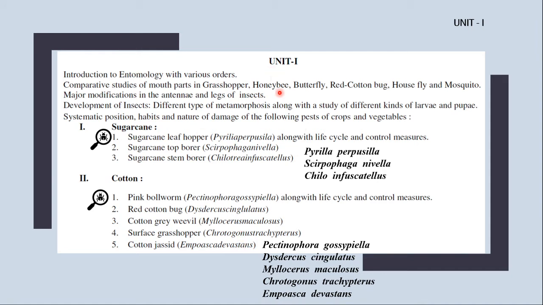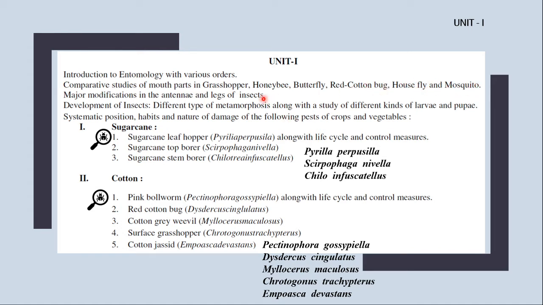Unit one is the most elaborate one. Here we will start with introduction to entomology with various orders. In this topic, we will talk about what are insects, what is the study of insects or entomology, how insects are divided into various orders, and what are the examples for those orders. Then we will talk about comparative studies of mouthparts in grasshopper, honeybee, butterfly, red cotton bug, housefly and mosquito.